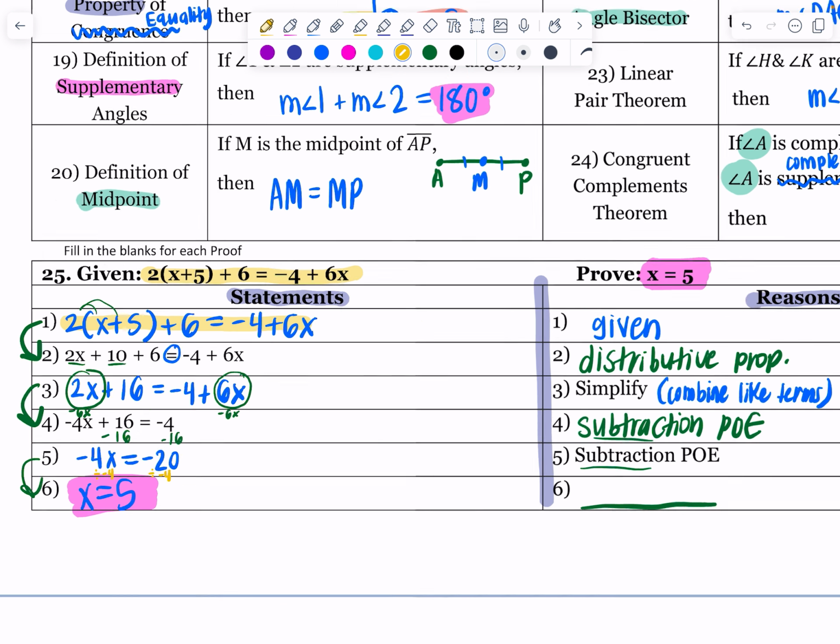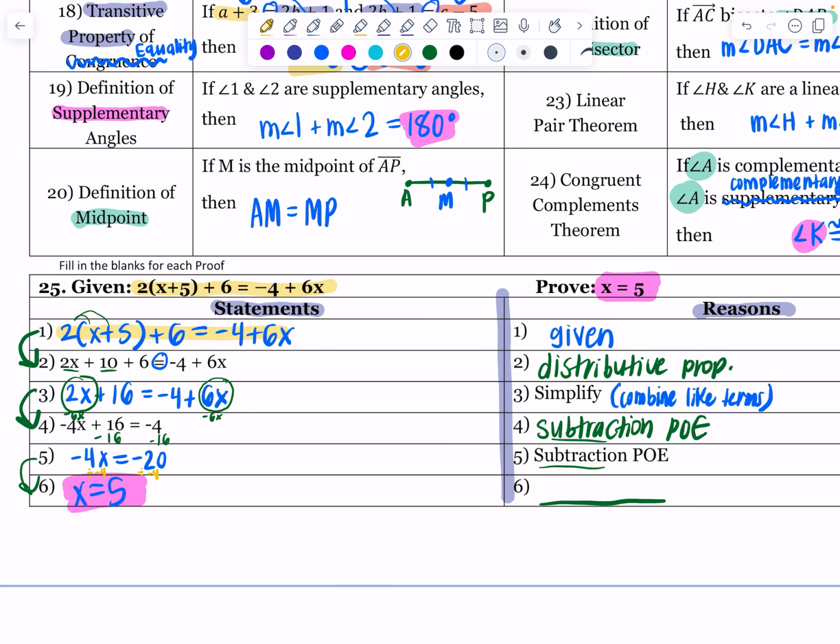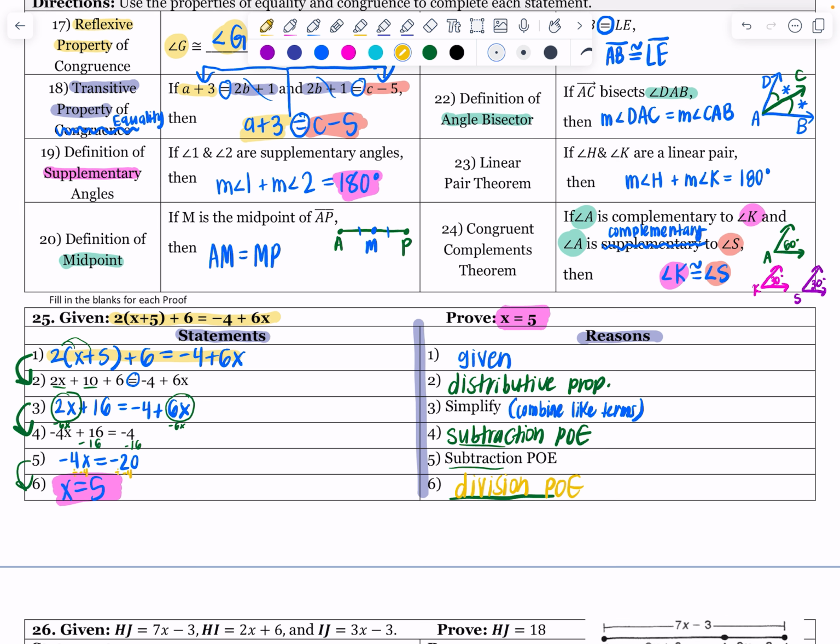Because when you do negative 20 divided by negative 4, you get positive 5. So that is going to be our division property of equality. That's how we got to x equals 5: divided by negative 4 on both sides. And that is our first proof for number 25.